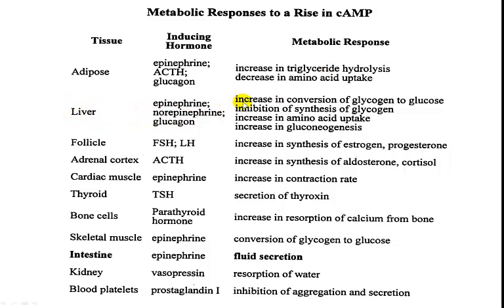The liver is a target organ. Epinephrine, norepinephrine, and glucagon increase conversion of glycogen to glucose, so glycogenolysis. Inhibition of synthesis of glycogen, so decrease glycogenesis. Increase glycogenolysis and decrease glycogenesis. Increase in amino acid uptake. The amino acids are then deaminated and used for gluconeogenesis, so an increase in gluconeogenesis.